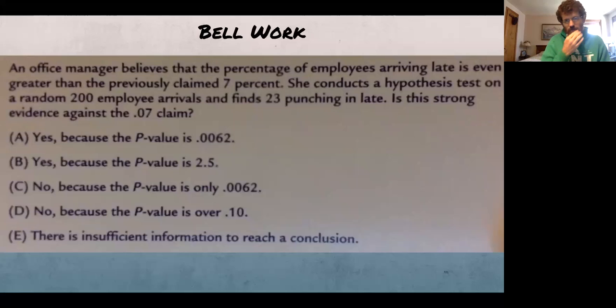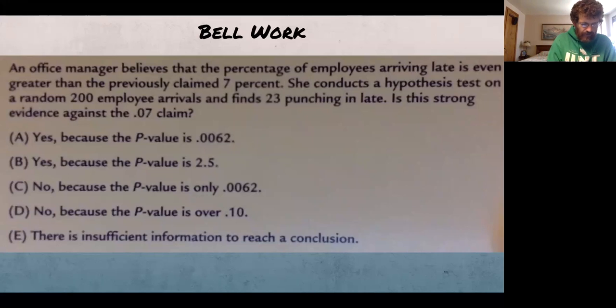Okay, so with this, we are doing a hypothesis test. Hopefully you guys have all had time to read through this. We've got the office manager here believing that employees arriving late is greater than the claimed 7% rate. We want to see if this is likely to be true or not based on a hypothesis test.